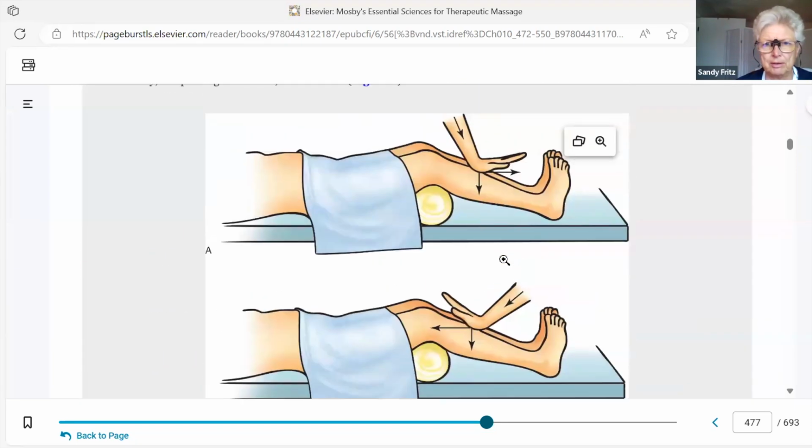This visual always tickles me. It's really good, but the artists that drew this, the feet are very weird.